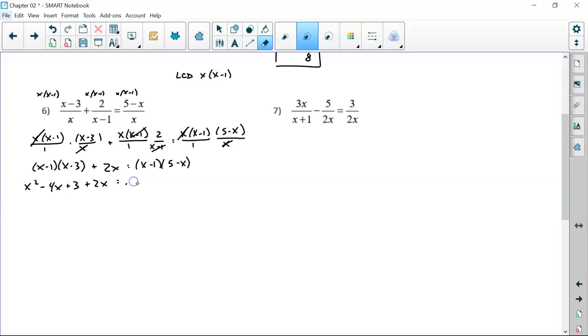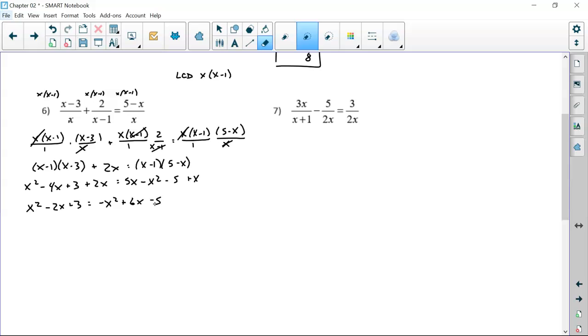Sorry, let's multiply those out. This is kind of messy. X times 5 is 5x minus x squared minus 5x plus x. So now when we combine, that's not a 5x, that's a minus 5, excuse me. So we combine on the left-hand side, we get x squared minus 2x plus 3 equals, now it's a negative x squared plus 6x minus 5.